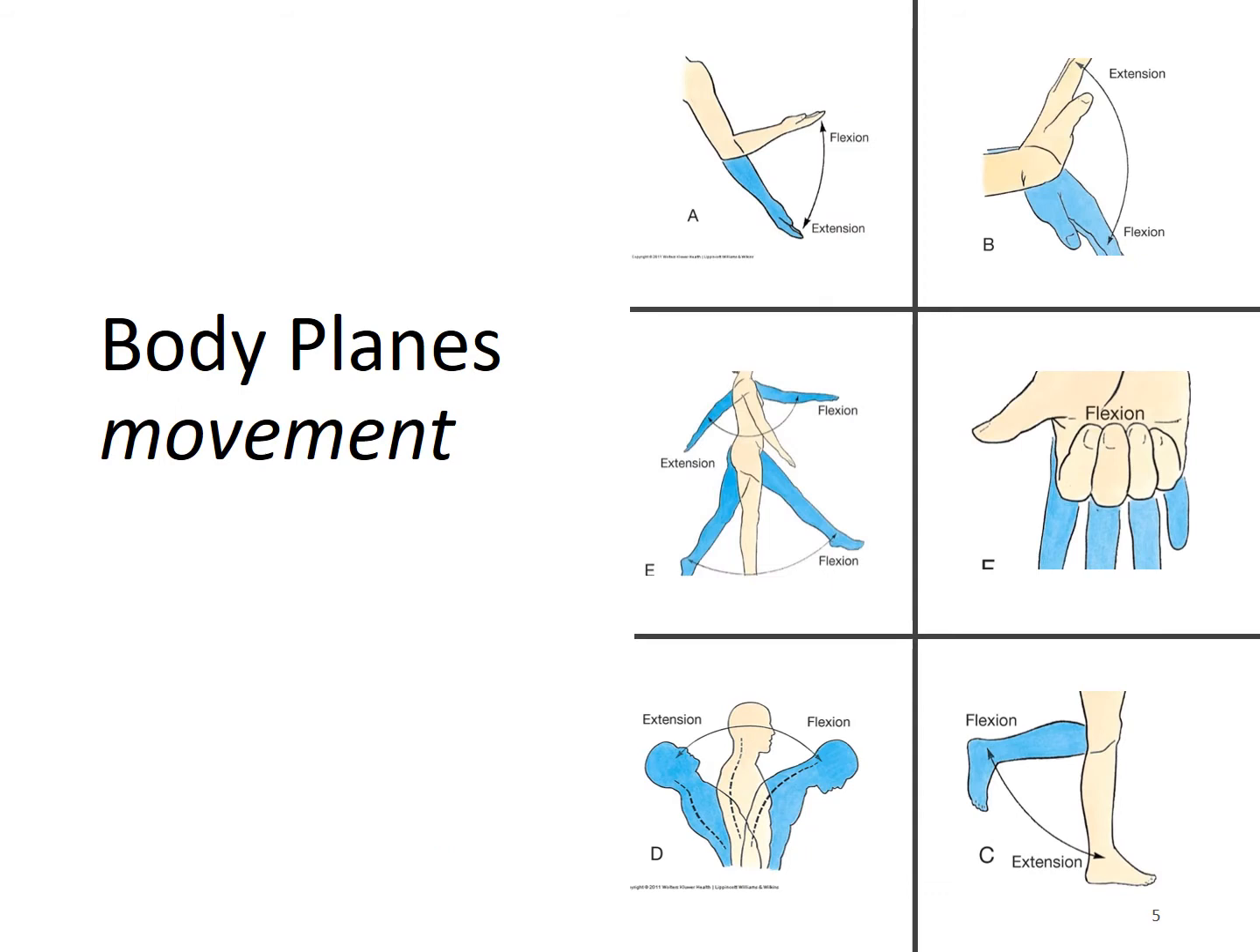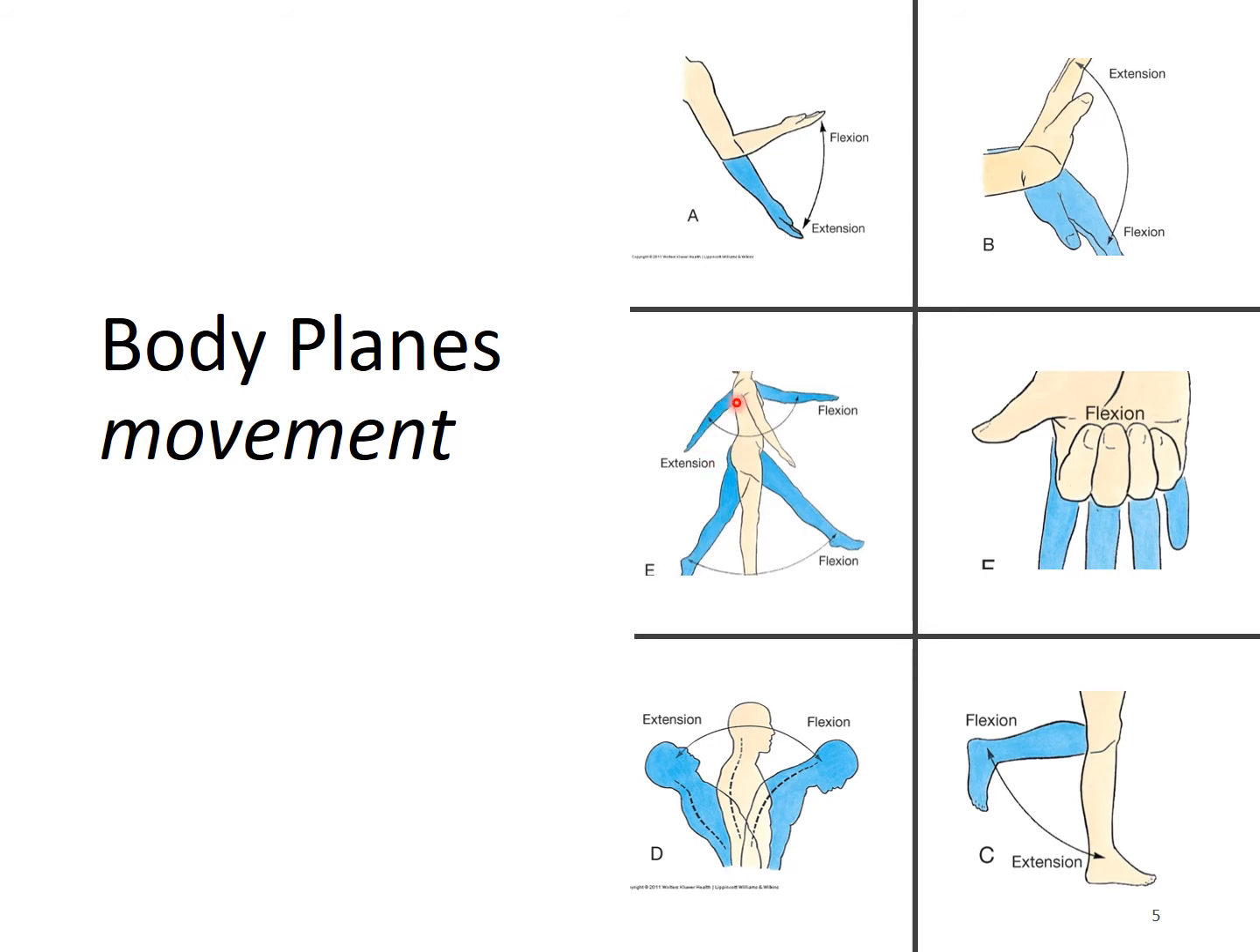Let's talk about movement and body planes. You see these movements that occur in this case at the elbow joint. This is flexion and extension. To straighten your arm out like this is extension, and moving your arm towards your shoulder, bending it at the elbow, is flexion. With the wrist, flipping it up and down would also be extension and flexion.